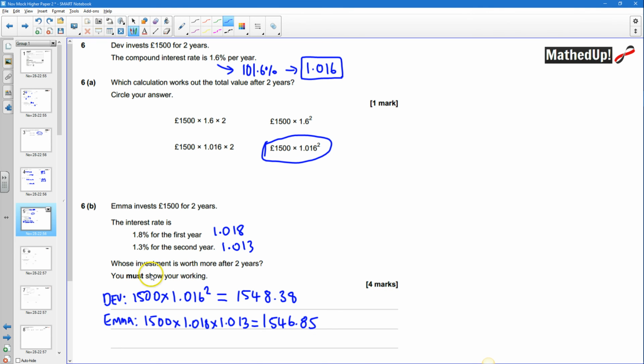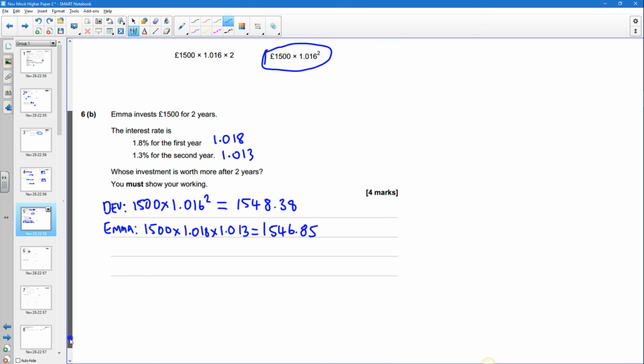Okay, so whose investment is going to be worth more after 2 years? And we can see that Dev's investment is going to be worth about £1.50 more than Emma's. So we can say Dev's investment will be worth more.